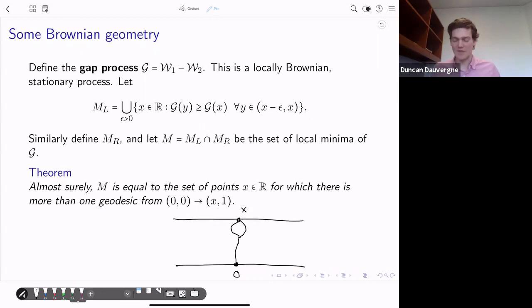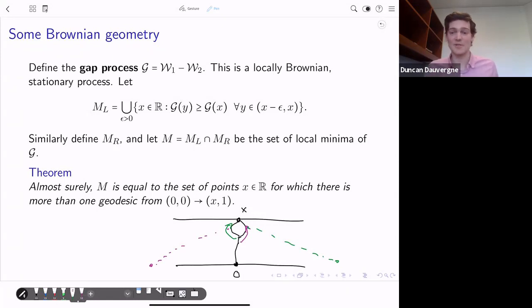Okay. And you can kind of see why this would fit into both ML and MR, because if I go far enough in this direction, I eventually split off from the right geodesic. And if I go far enough in this direction, I'm eventually going to split off from the left geodesic. So in some sense, these x's are like branch points of your geodesic tree from 0.